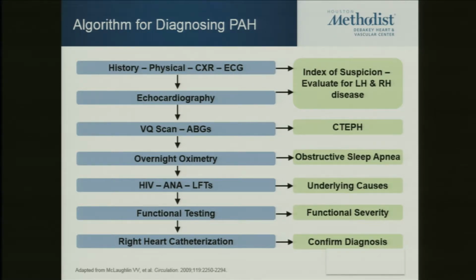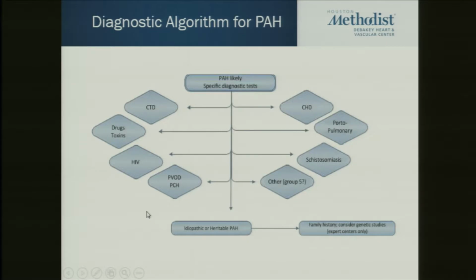So what are the things you should do if you have an index of suspicion that the patient might have pulmonary hypertension? So you get an echocardiogram, then you get a VQ scan to rule out chronic thromboembolic pulmonary hypertension or group 4 pulmonary hypertension, and then you get an overnight oximetry to rule out obstructive sleep apnea. Then all the other things that we looked at in group 1, which is HIV, portopulmonary hypertension, or connective tissue disease. So you get their HIV, ANA, LFTs. And then the real gold standard here is to get right heart catheterization to confirm diagnosis.